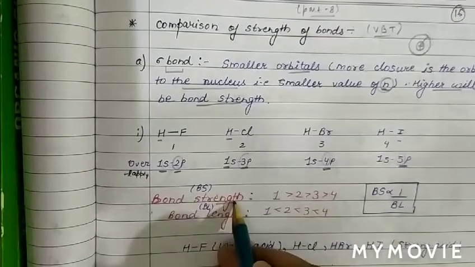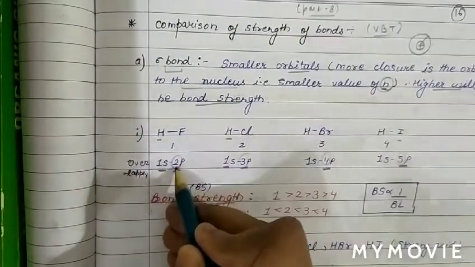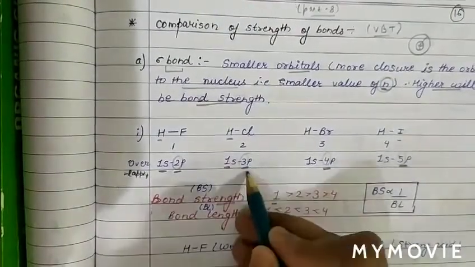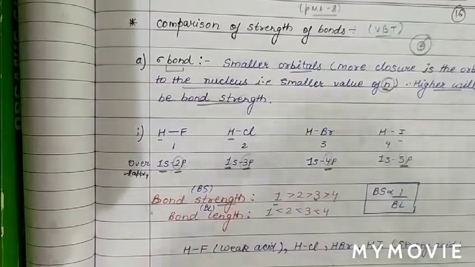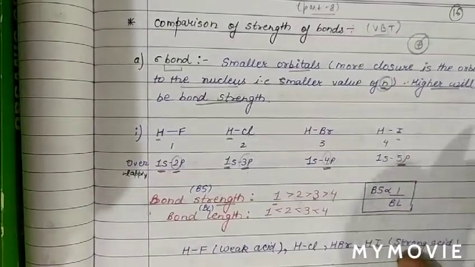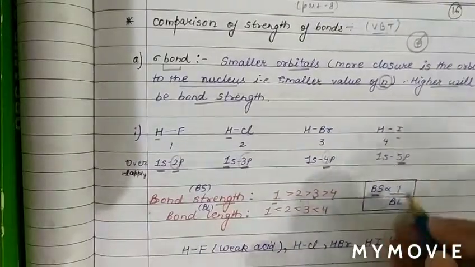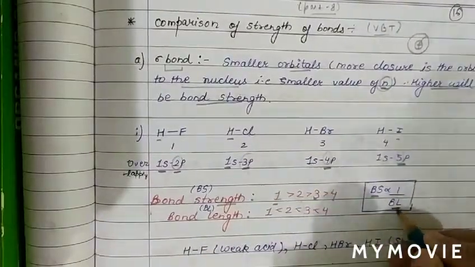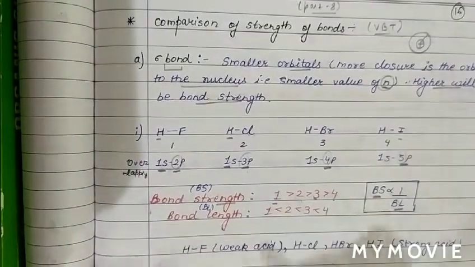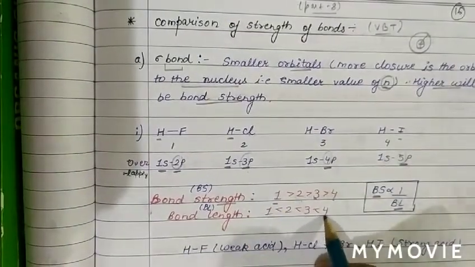So the order of bond strength is highest for n equal to 2, so first, then second, then third, and then fourth. So the order of bond strength is 1, 2, 3, 4. As we know, bond strength and bond length are inversely proportional to each other. Therefore, the order of bond length will be reverse: first 4, then 3, 2 and 1.